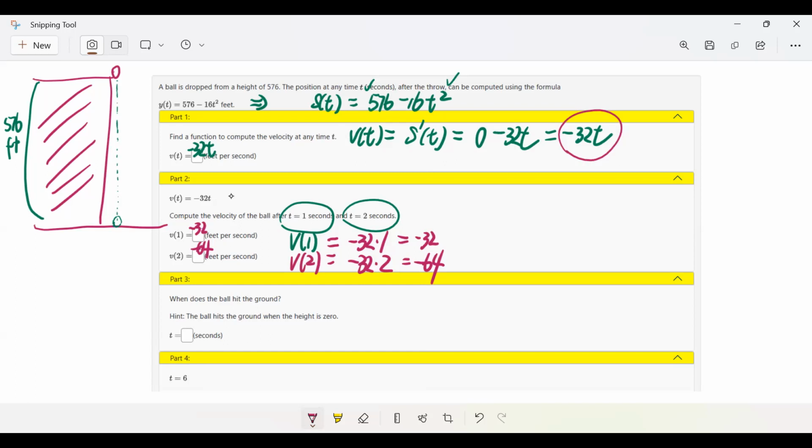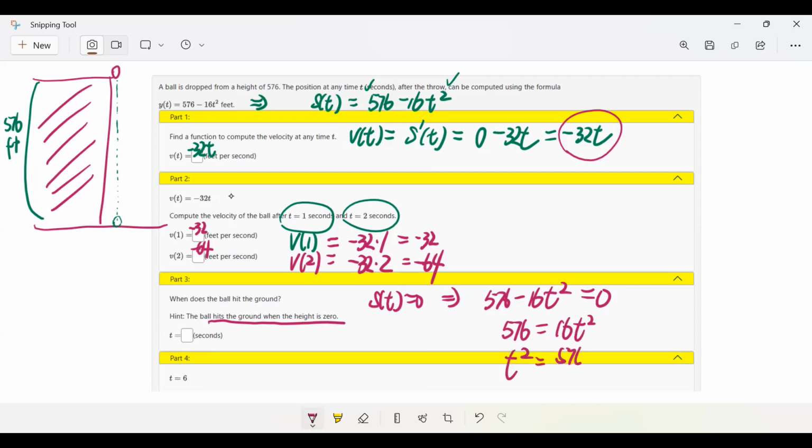And when does the ball hit the ground? The ball hits the ground when the height is 0. So basically you're setting the position function s of t to 0, and we can solve for time t. So we get 576 minus 16t squared equal to 0, and solve for t. First of all, we just isolate: adding 16t squared on both sides of the equation, and dividing by 16 on both sides. So t squared equals 576 over 16.